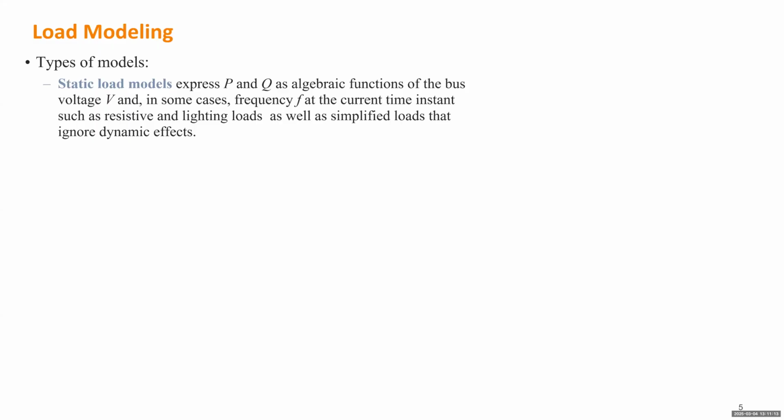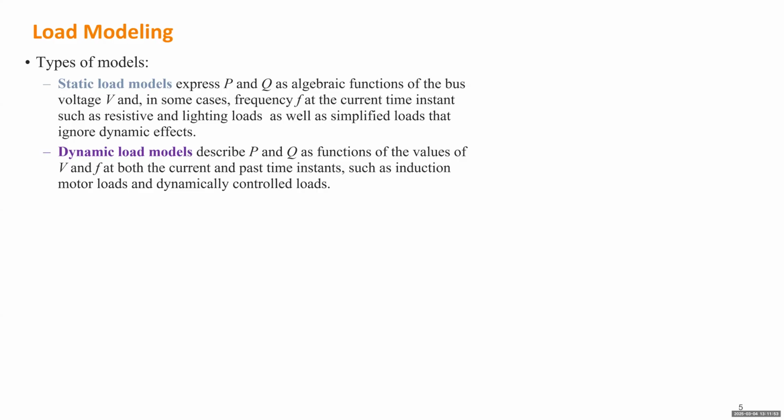Some loads are typically considered static load models, such as resistive loads, like heaters or lighting load, especially like incandescent light, a conventional light. But some new types of lighting load may not be considered accurately as a static load, maybe if there's a better control circuit in the load. But for a simplified model to accelerate your stability study, you usually can treat such loads as static load models.